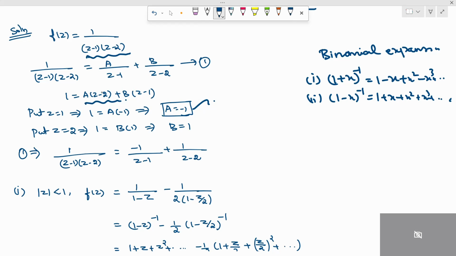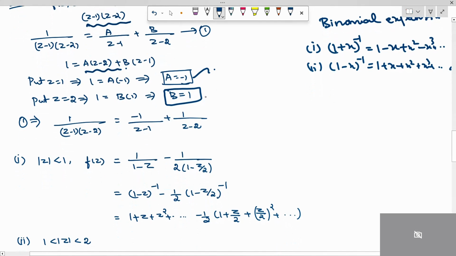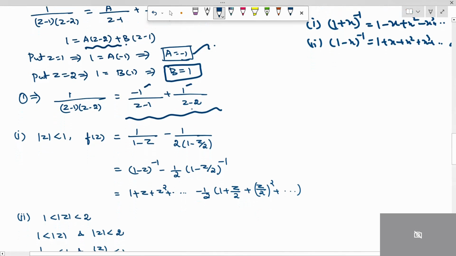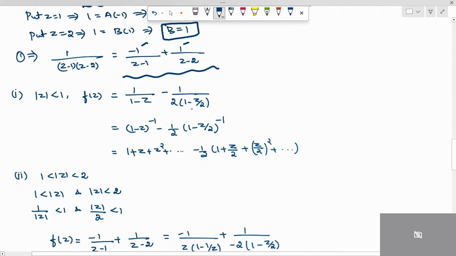Then put z equal to 2 in the same equation. Left hand side is 1, and the first term becomes 0. 2 minus 1 is 1, that is b. Therefore b is equal to 1. Now substitute a and b values in equation 1. We get this form, with a as minus 1 and b as 1, and now we have to take the given region.